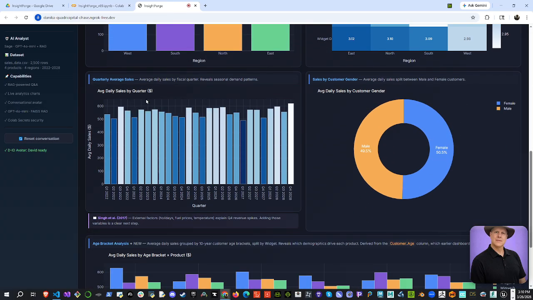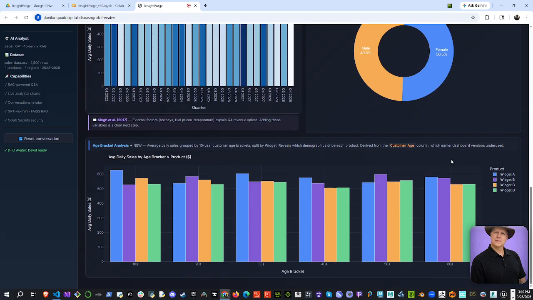Over here, we have the average sales by quarter. And then we have the average sales by customer gender. As you can see here, the gender is almost the same, barely a change between male and female, just a little bit more on the female side for purchasing. And then the final one here is age bracket analysis. So I looked at the age brackets and broke them down to understand it, but also understand when we look at the data that it's not necessarily always purchased by the person that's going to use it. So you might have somebody in their 50s and 60s that's actually purchasing something for a teenager.